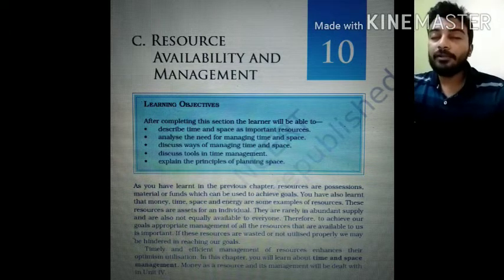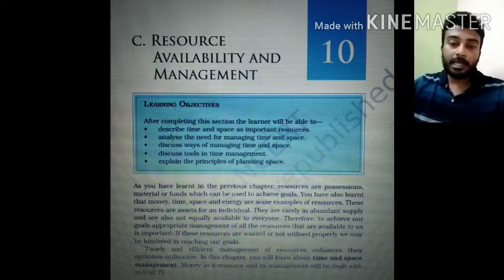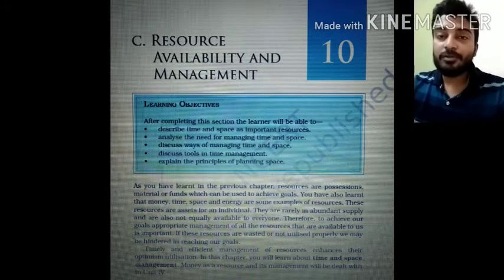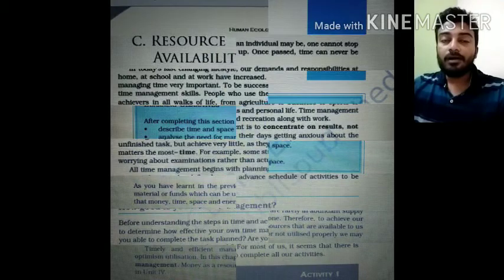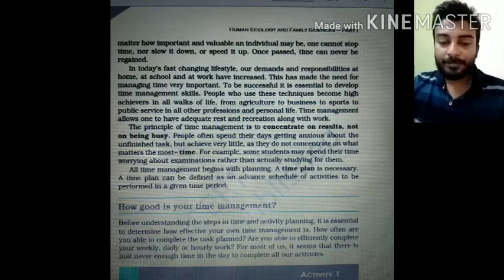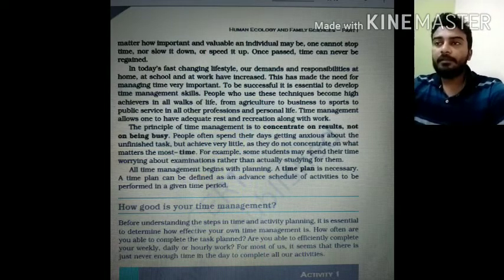So time is a valuable resource. If we can't manage the time, then time will slip away and our work will also slip away from us. You have to utilize your time properly in order to manage it. No matter how important and valuable an individual may be, one cannot stop time, nor slow it down or speed it up. Once passed, time can never be regained.